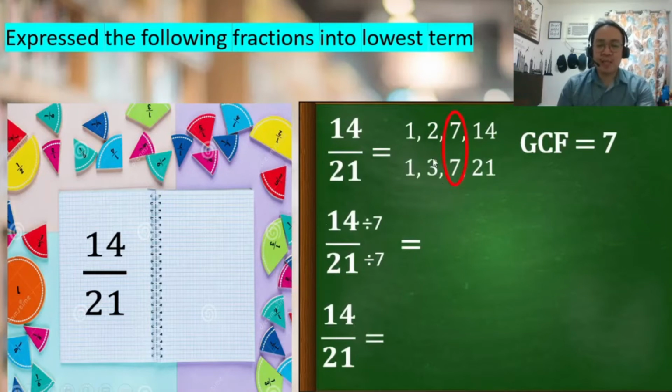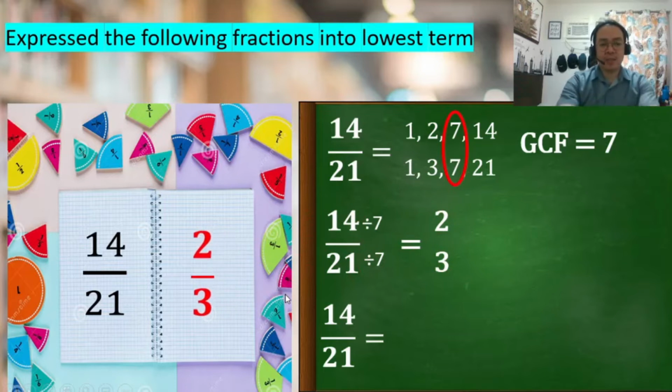So, i-divide lang natin. Sabi ko, di ba, to express this in lowest term, we will just be dividing the numerator and the denominator by its GCF. So, 14 divided by 7, that is 2, and 21 divided by 7, that is 3. So, therefore, 14 over 21 expressed in lowest term is 2/3. Okay, madali lang, di ba?